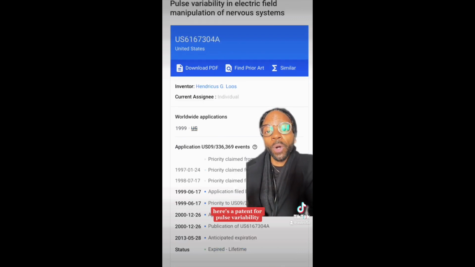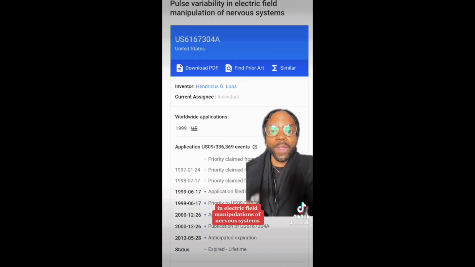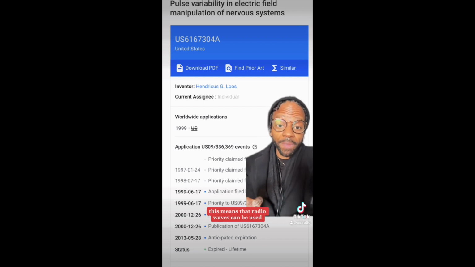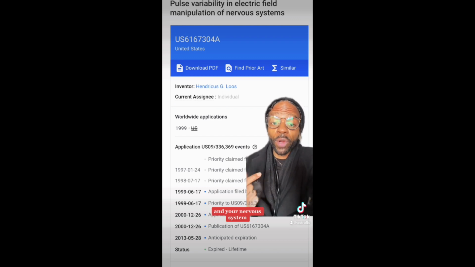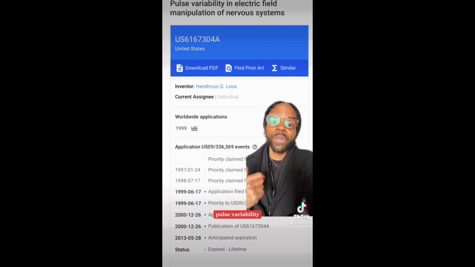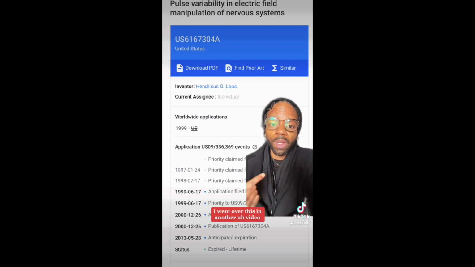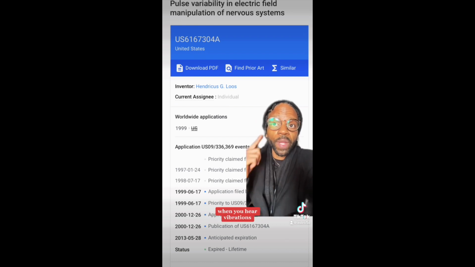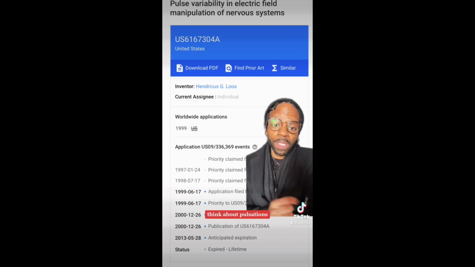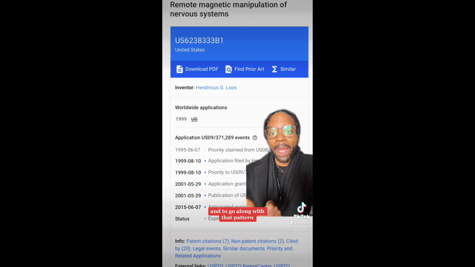Here's a patent for pulse variability in electric field manipulations of nervous systems. This means that radio waves can be used to control your nervous system, and your nervous system is the central hub for your entire body. Pulse variability. I went over this in another video. Everything has a pulse. When you hear vibrations, think about pulsations. And to go along with that patent, here's another patent for remote magnetic manipulation of nervous systems.